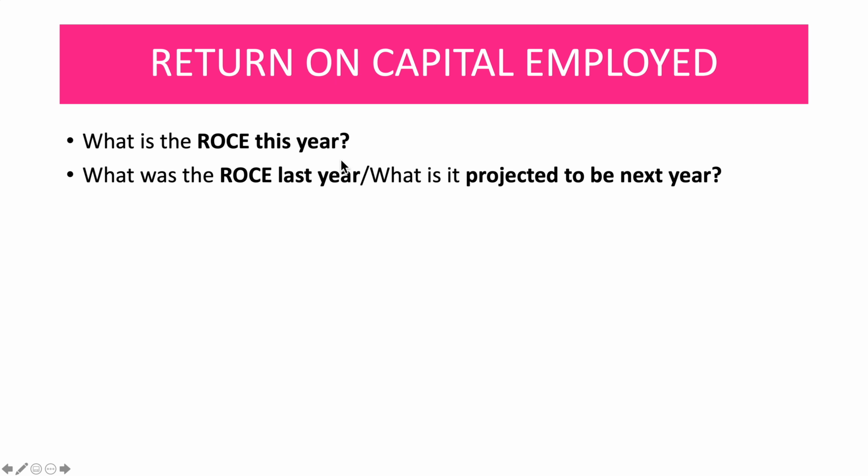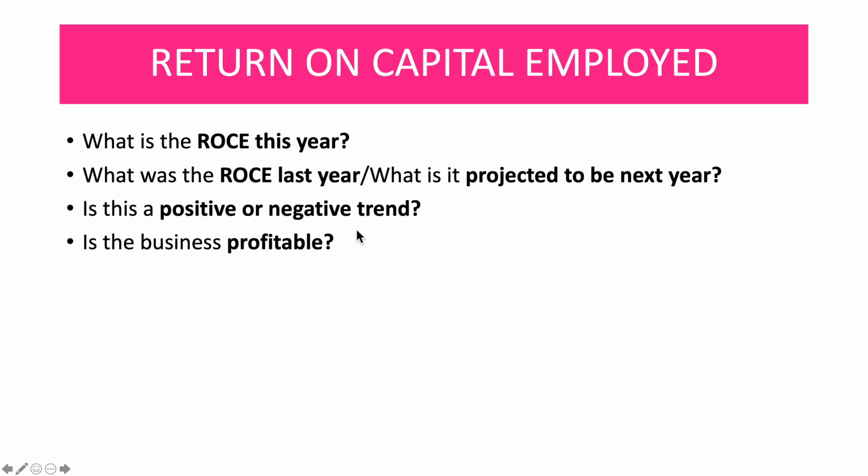So we're going to take a look now at what type of stuff we need to be writing in part B for the return on capital employed. So what is it this year? What was it last year? What's it projected to be next year? So you're either going to get a question, what was it last year, or projected figures for next year. Is it a positive or negative trend?